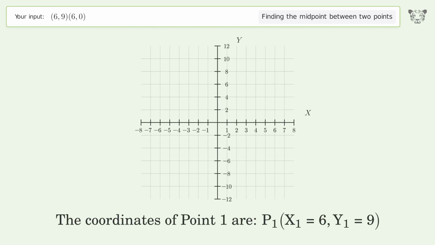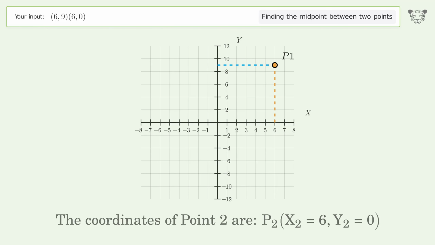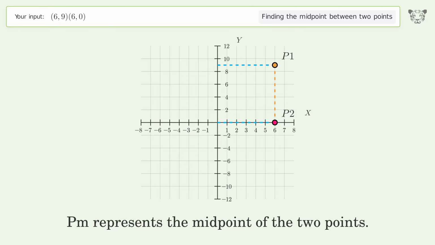The coordinates of point 1 are x1 equals 6, y1 equals 9. The coordinates of point 2 are x2 equals 6, y2 equals 0. PM represents the midpoint of the 2 points.